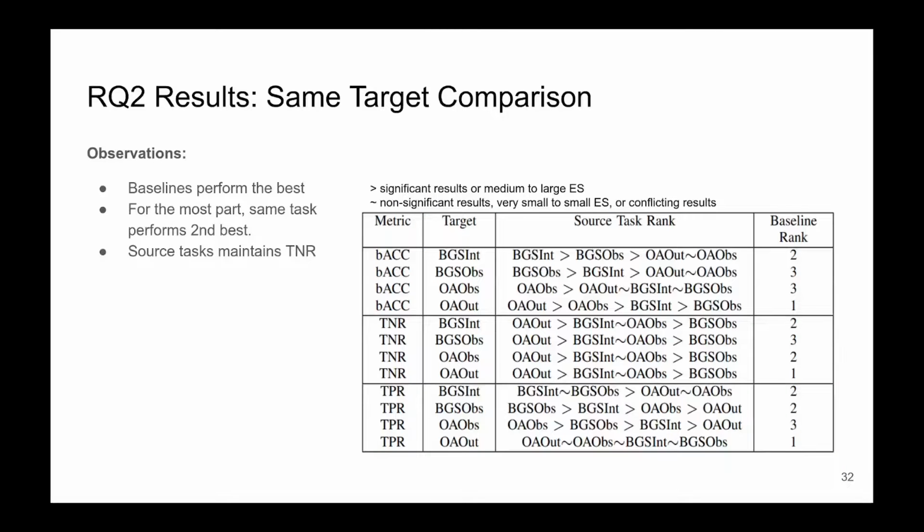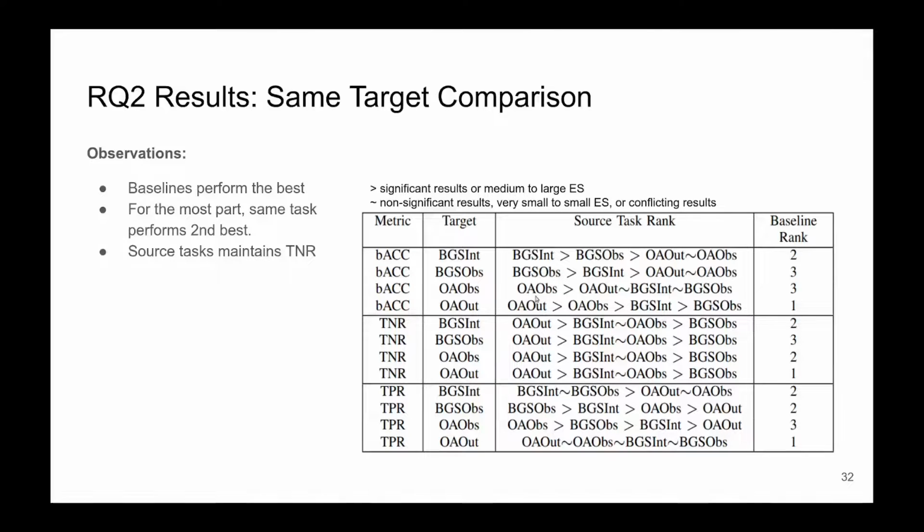The next results look at what happens when we perform a multi-comparison task when holding the target task the same. So we're only changing the source task and then seeing how they perform on the same target task. Here we first notice that the baselines tend to perform the best. So that's just BGSint to BGSint, BGSOBS to BGSOBS, all tend to always perform the best, followed by their same task counterpart, not the same ErrP variation. So that means BGSint to BGSOBS tends to perform the second best. And these are all expected results for the most part.